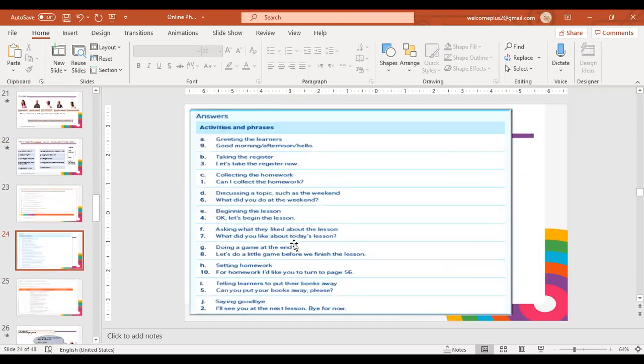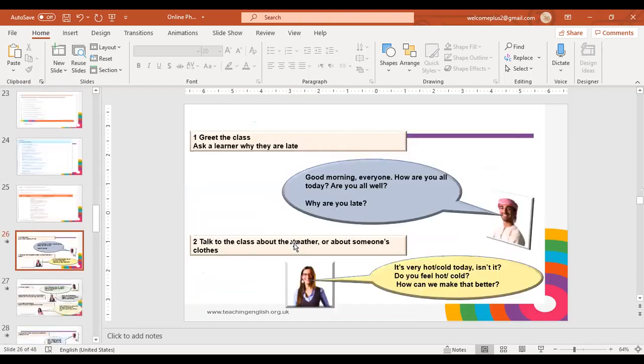This is again a matching thing, but we have here the statements that we can use with our students. I'll screenshot them for you and send them on the group because they could help us all. We are teachers and we still need to update our language. This is an example. When you greet the class, you can say, "Good morning, everyone. How are you all today? Are you all well?" And "Why are you late?" is for latecomers.